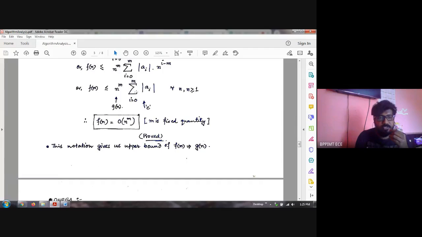So in other words, the right hand side is setting the upper threshold for the function f(n), right? That's why this big O notation is called the upper bound of the time complexity function. What is the upper bound? g is the upper bound.